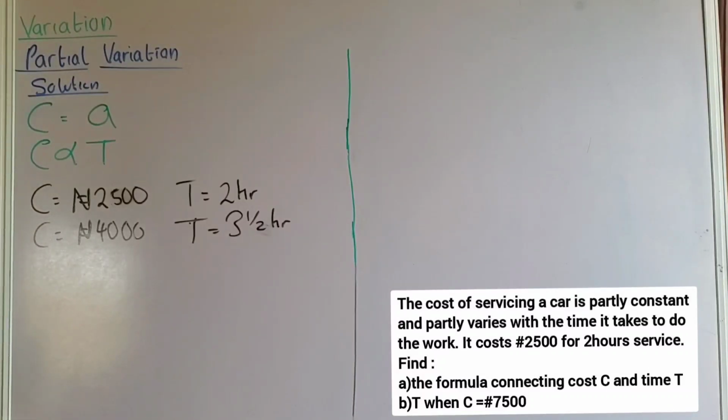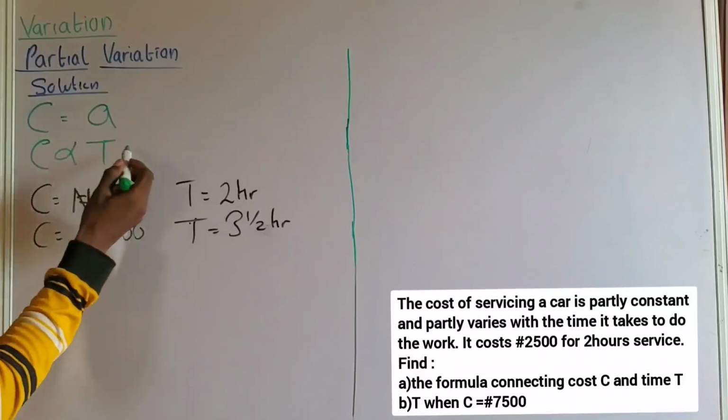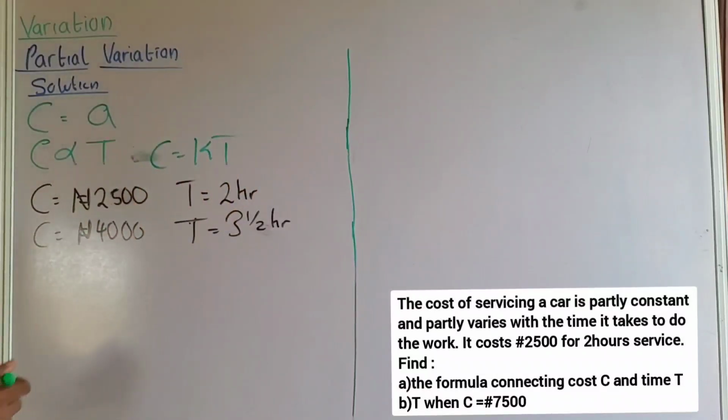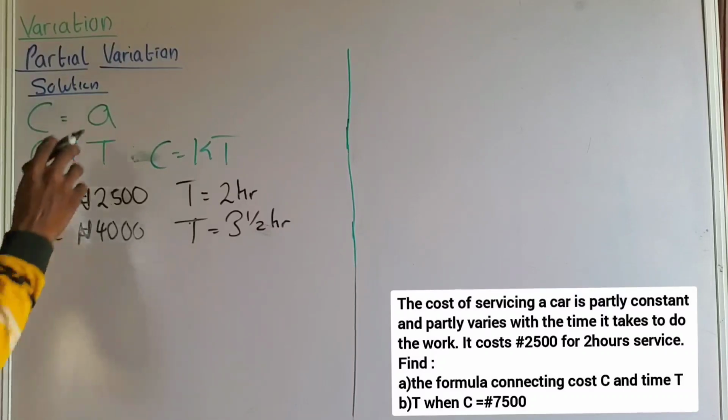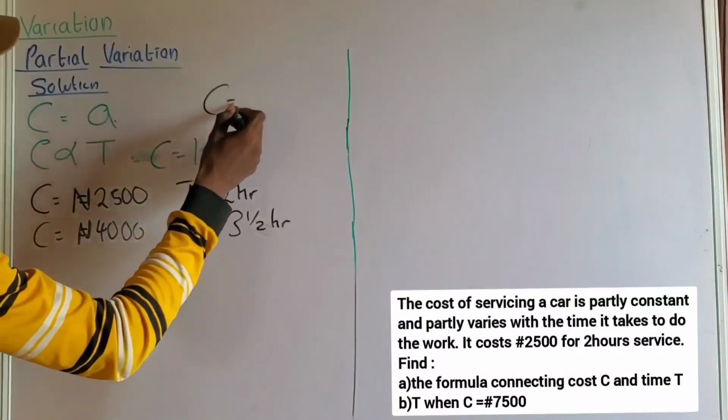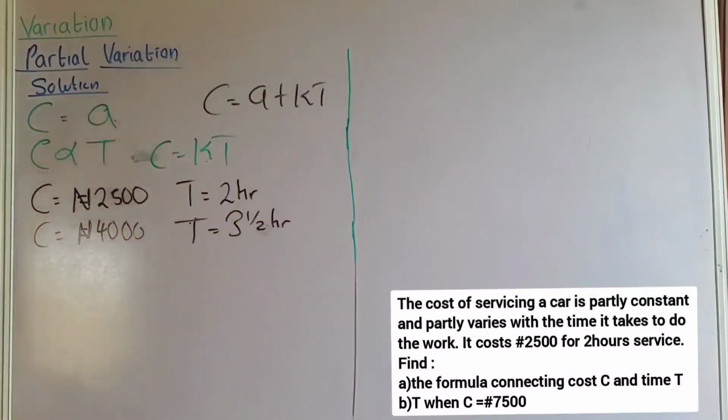Now, how do we find the formula connecting C and T? It's simple. Don't forget the previous example that I did. We can change this to C equals KT. Now, if you want to write a single expression for C, you are going to have the sum of the constant and this KT. So I'm going to have C equals A plus KT. If you didn't understand what we are doing in this class, that means you missed the previous class. So I admonish you to check the channel and watch those classes, okay? So C equals A plus KT.